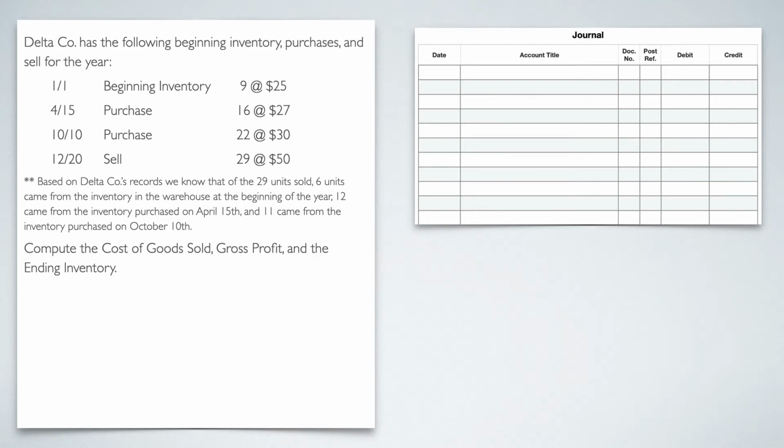Hey everyone, welcome to the fourth time we've done this problem dealing with Delta Company, but this time we're going to do it using the weighted average method. This one tends to be a little bit trickier for students, so I'm going to take you again step by step on how to do that.